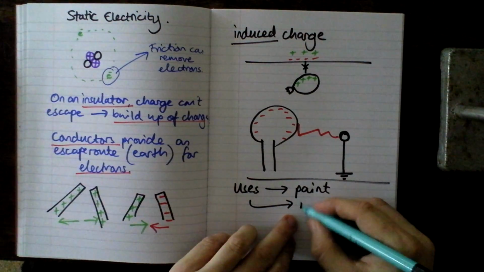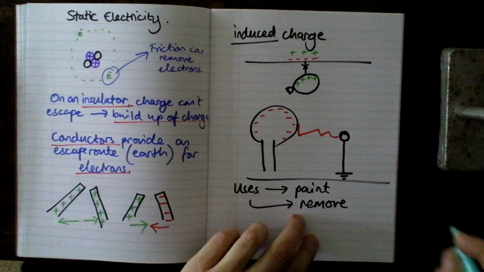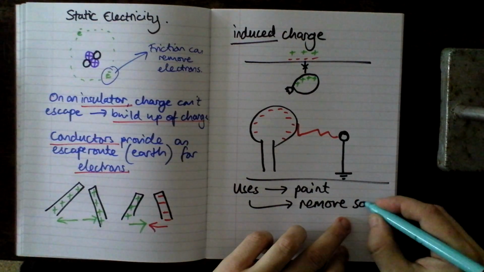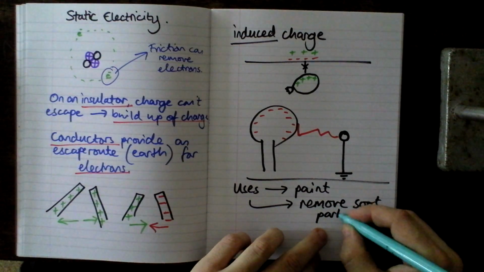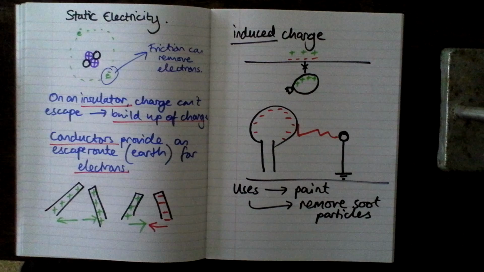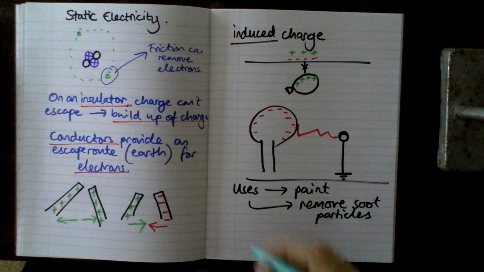I can use them to remove smoke and soot particles from factories. So as the smoke rises up a chimney, it passes through some wires that are electrically charged, and that gives them a negative charge. I then have some positively charged plates on the side, and they're attracted to the side of the chimney instead of going up into the atmosphere.